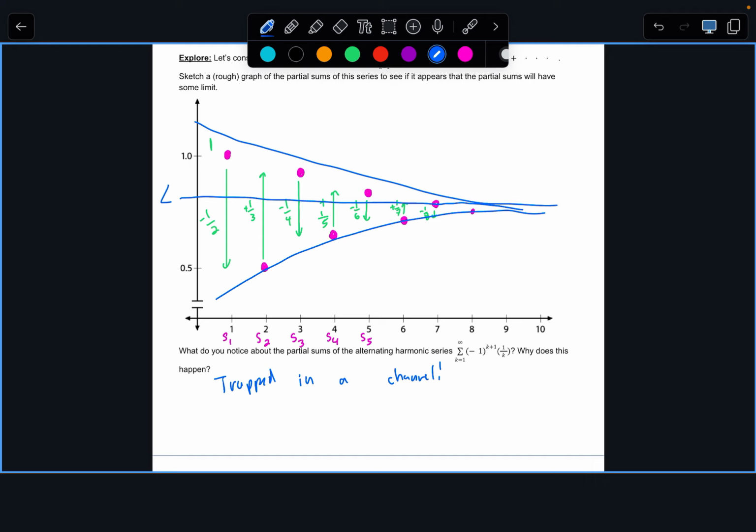Just out of curiosity, I'll Google what the alternating harmonic series converges to. Ha. The alternating harmonic series converges to ln 2.